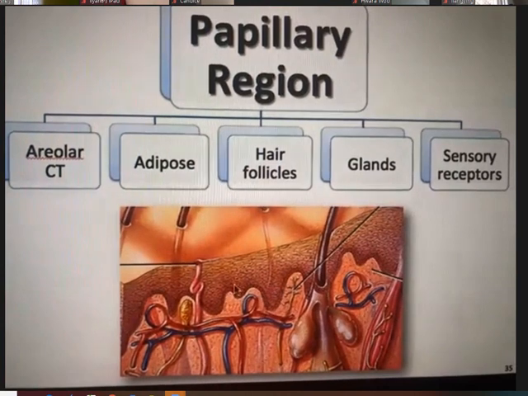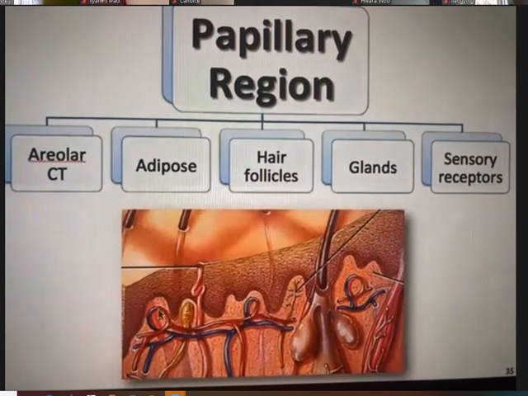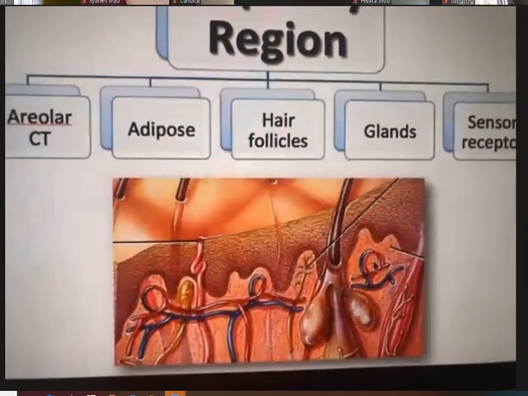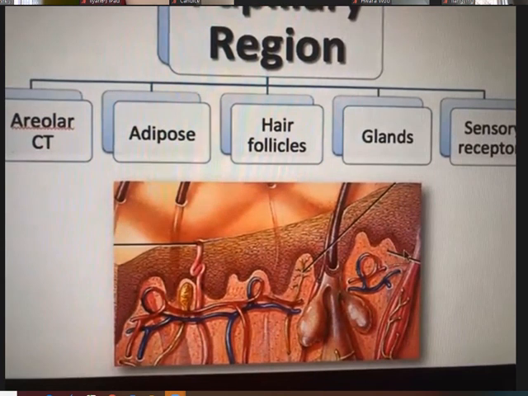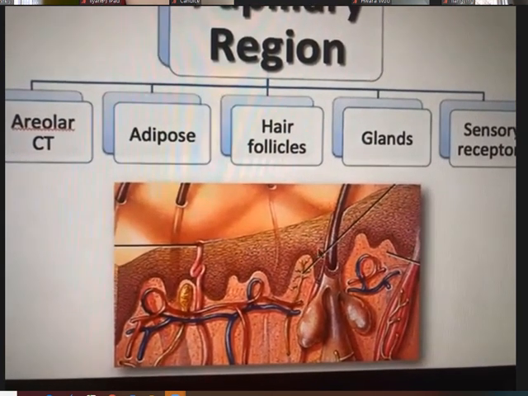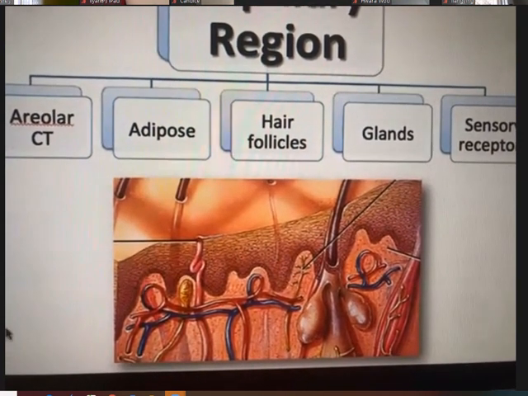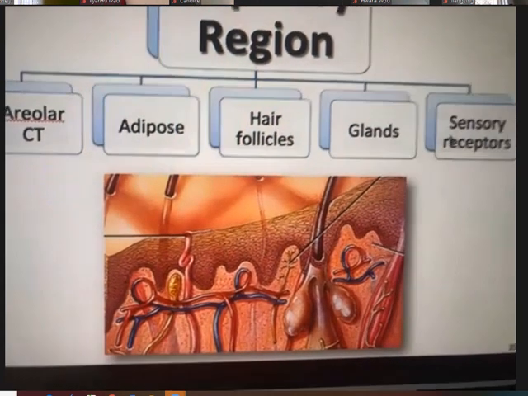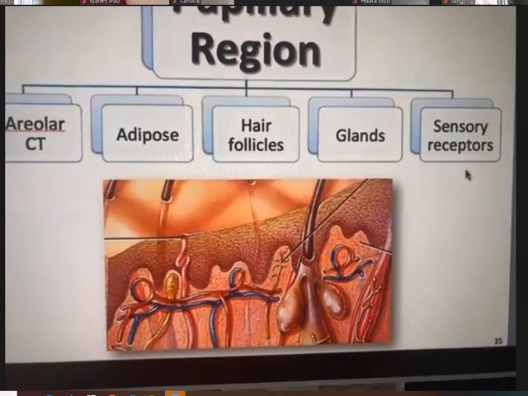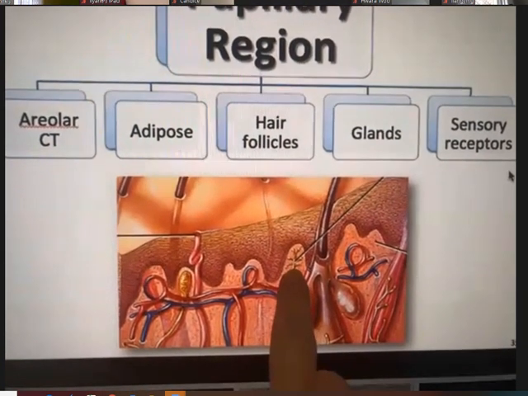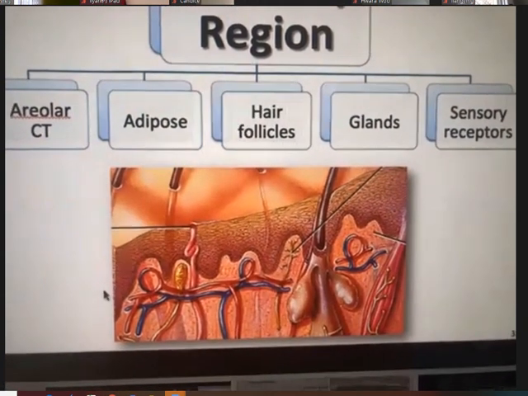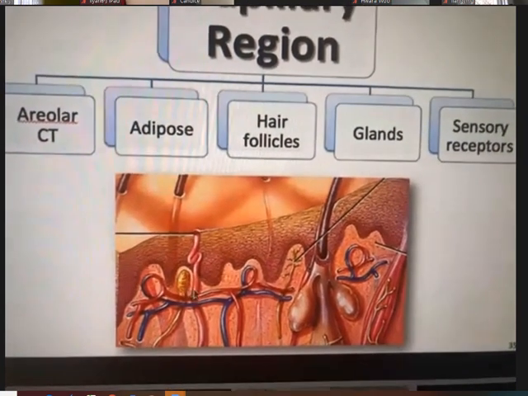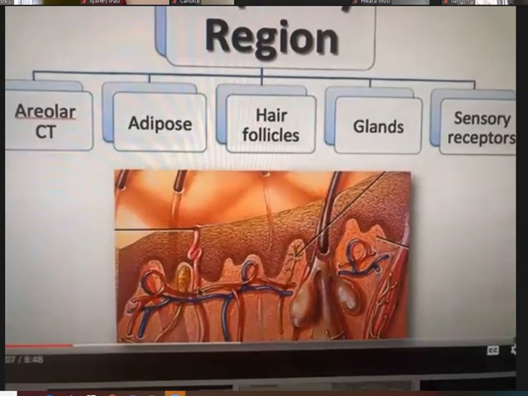The dermal papillae contain blood vessels called capillary loops that nourish the cells of the region, but also the stratum basale cells of the epidermis. Different sensory receptors are also found in the papillary region. The papillae are innervated with corpuscles of touch, also called Meissner corpuscles.